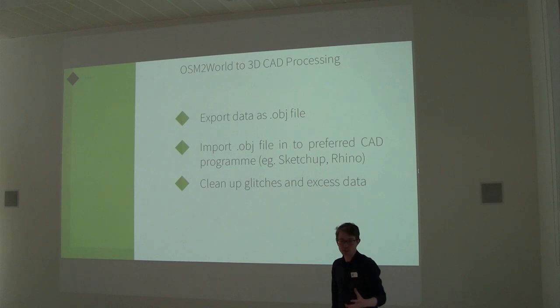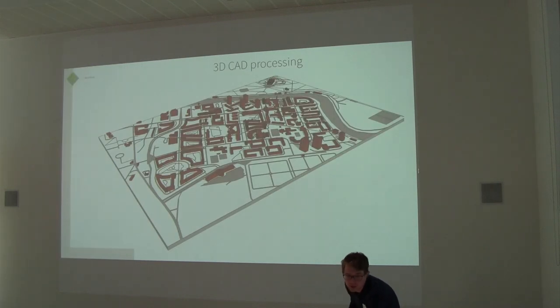Next slide, you can use OSM2World to export that data as a .obj file, which can be read on most CAD rendering 3D packages, so SketchUp, Rhino, stuff like that. And you can import that .obj into SketchUp, which is what I use. It's the program that I'm most familiar with, because it's quite intuitive. You need to do quite a lot of cleaning up of glitches and excess data which gets exported in this process, and you end up with something that looks a bit like that.